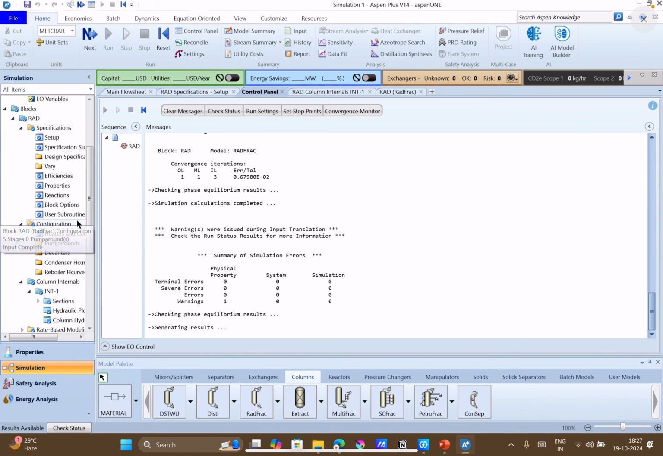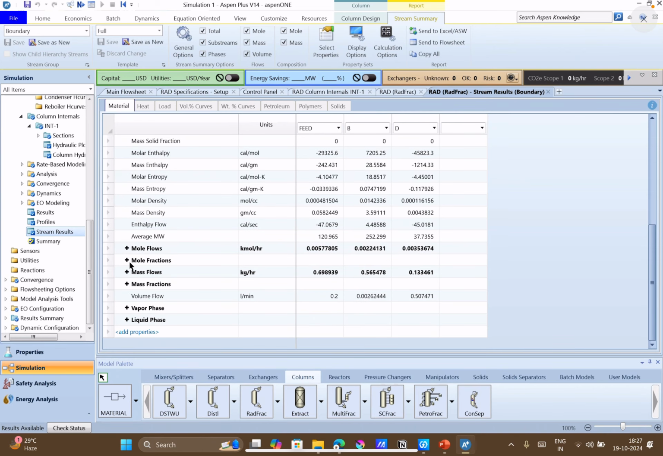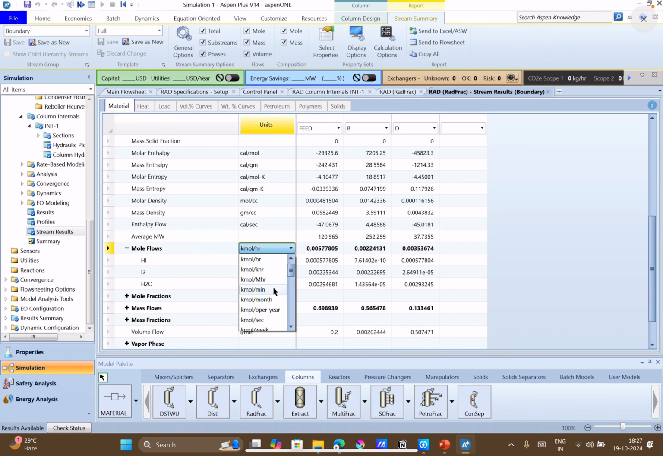So results are available. Go to the stream results. Let's look at the molar flow rate, in kilomole per hour. Almost the same sort of specification we have got, with more amount of HI present in the distillate. So it's essentially almost the same since we have not changed much of the internal part.